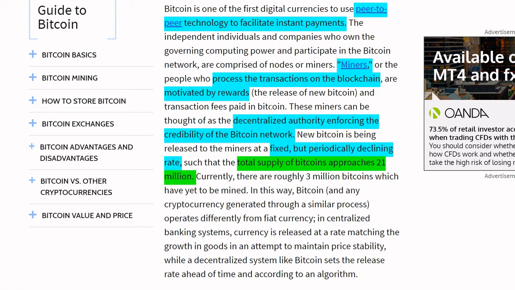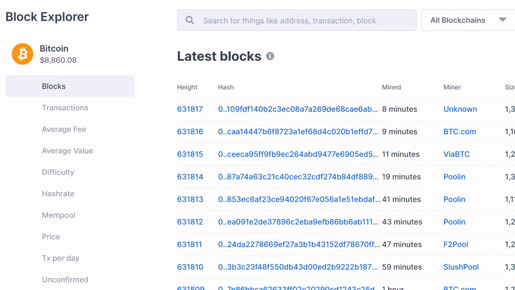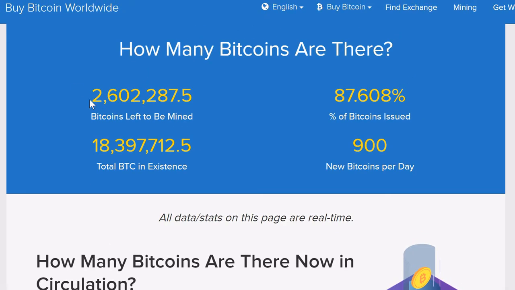And so these miners are actually what form the decentralized authority that enforce the credibility of the Bitcoin network. Bitcoin is released at a fixed but periodically declining rate. The total supply is 21 million. And again, there's another really useful website over here, and it shows very clearly how many Bitcoin are left to be mined, the total amount of Bitcoin in existence, the percentage of Bitcoins that have currently been issued, and the new Bitcoins that are being mined per day.